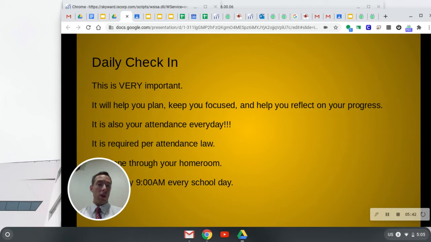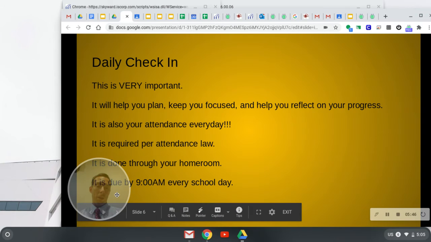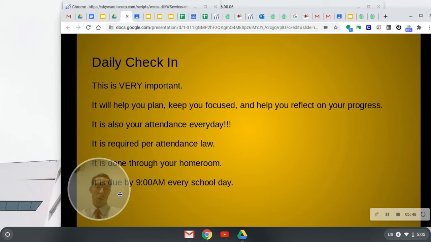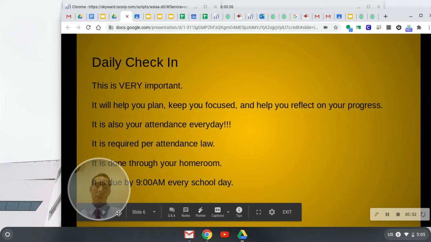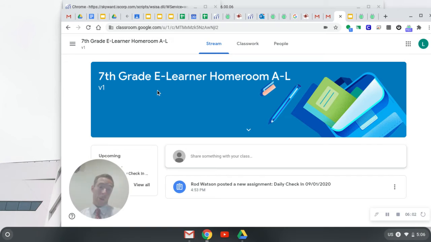It's also your attendance. That means it's required by law. You have to do this. So do your attendance, do your daily check-in every day. If you don't do it, then your parents are going to get a call saying you're absent from school. And so if you do it late, that's okay. We'll go back and fix it. But you have to have it done by the next day, or we can't fix it, and your parents have to call the school. All right, so let's show you how to do it.